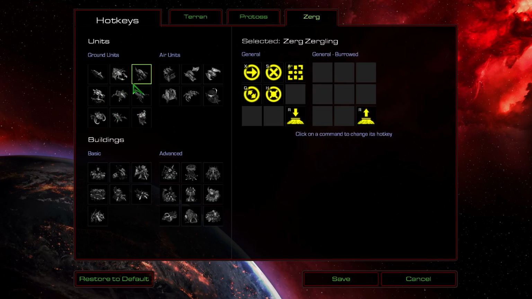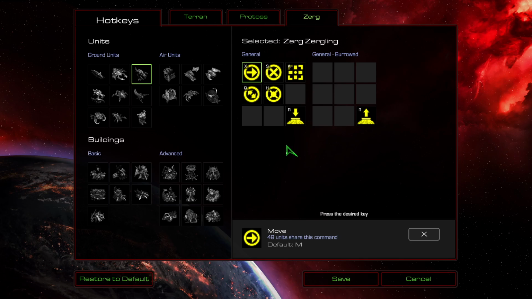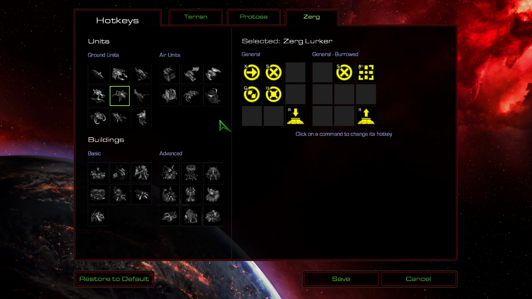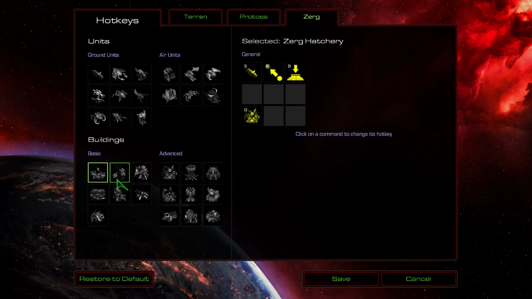I have patrol at Q, H is a little bit far. I put move at X because mutas have some micro. Once again, Q, mutas have some micro. Also, patrol could help you stack lurkers. Haven't changed anything on defiler. And then upgrades are the same.